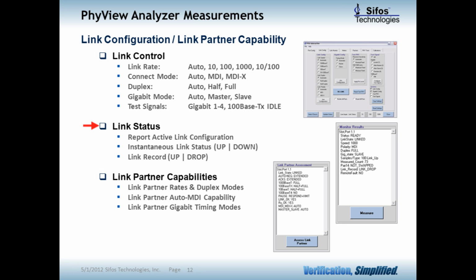Link configuration and link state are vital tools that support all other physical layer measurement functions. The PhyView analyzer can also report link partner capabilities that are acquired during auto negotiation prior to link up. These include port under test rates, duplex modes, and gigabit timing modes. Auto MDI or connection mode flexibility is also reported.